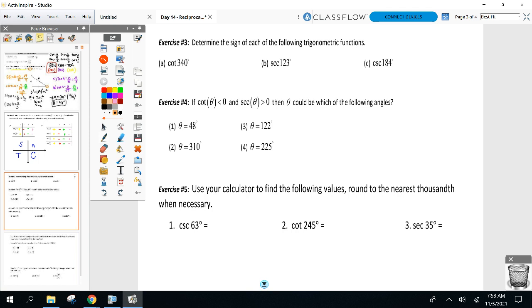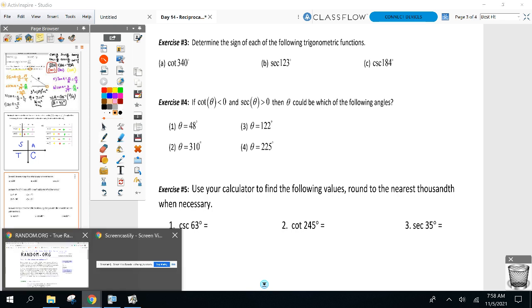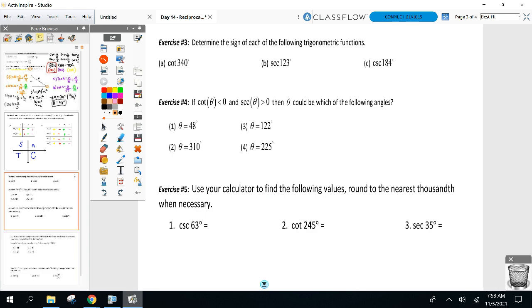All right, so if I have cotangent of 340, is it going to be positive or negative? Well, let's see. Where's 340? Quadrant four, right? So here's where our thinking goes. I'm in quadrant four. What's in quadrant four? A C for what? Cosine. And what's paired with cosine? Secant. So only cosine and secant are positive in the fourth. So that means cotangent is negative.